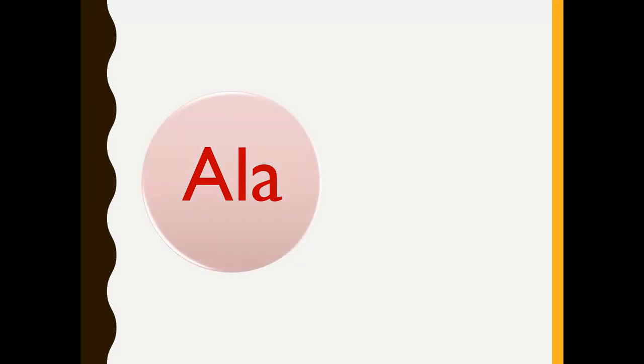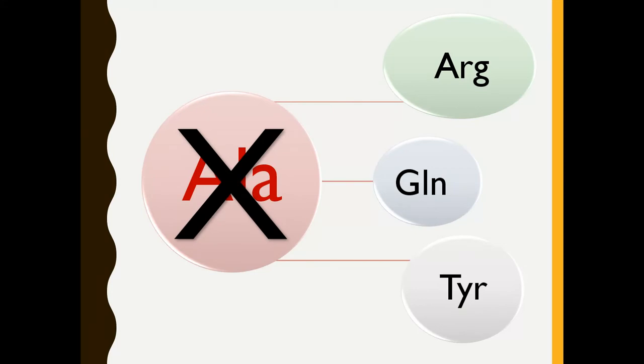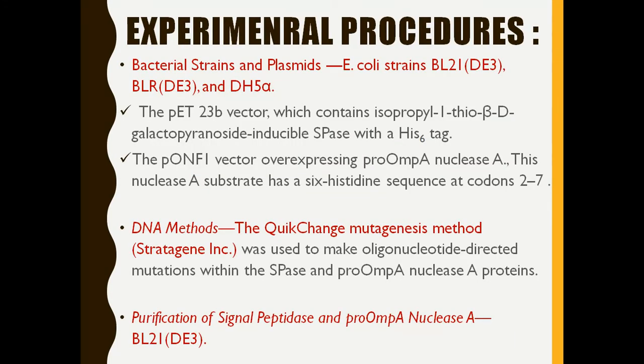In this case, enhanced activity for a desired new substrate was achieved using in vivo selection. The specificity of SPase I was reprogrammed to replace alanine and to accept arginine, glutamine, and tyrosine residues at position 3. Let's see the experimental procedures.